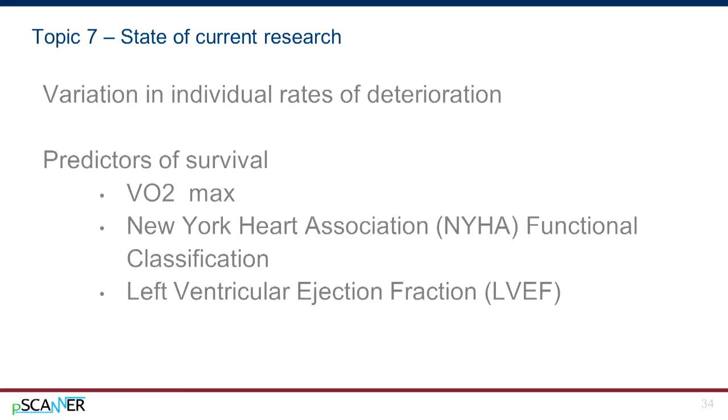Predictors of survival. There are a variety of survival predictors that have been identified in patients with heart failure. These include VO2 max, which measures the maximum rate of oxygen consumption. The New York Heart Association, NYHA, uses a functional classification system based on the severity of symptoms. It places patients in one of 4 categories based on how much they can do during physical activity. A 1 indicates a patient has no limitation on his or her physical activity, and a 4 signifies a patient is unable to do any physical activity without discomfort.